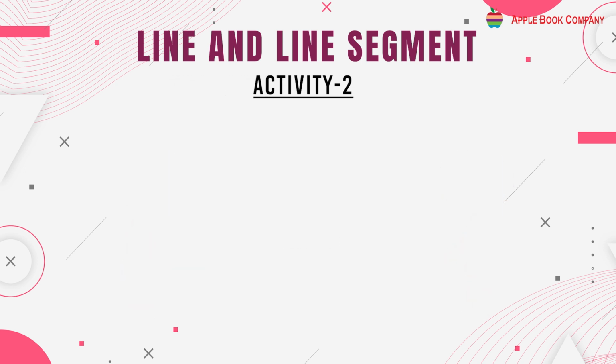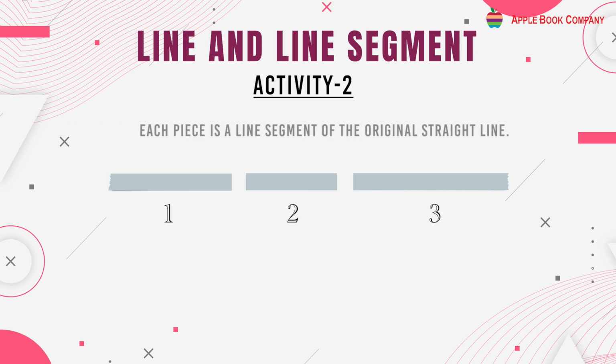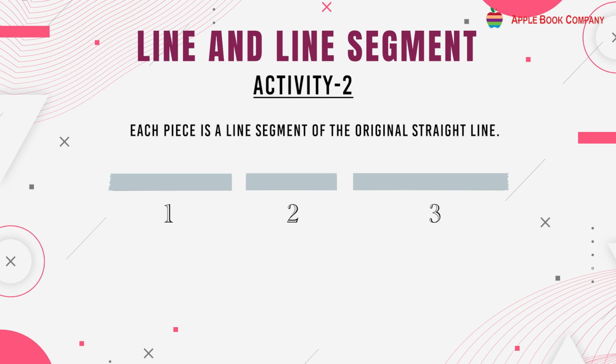Activity 2. Take a long strip of paper which is like our straight line. Cut it into 3 pieces. We get 3 straight pieces of paper. Each piece is a part of the original long strip of paper. We say each paper is a line segment of the original straight line. A line segment is a part of a line.